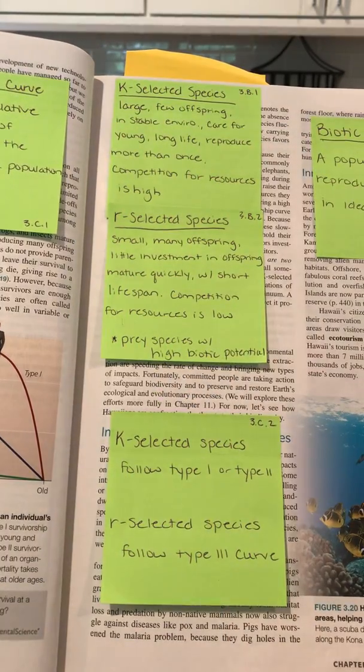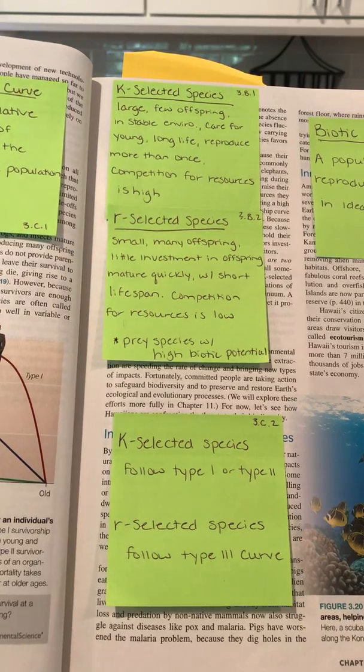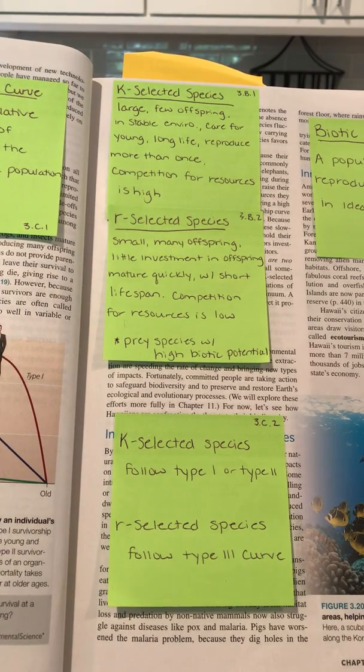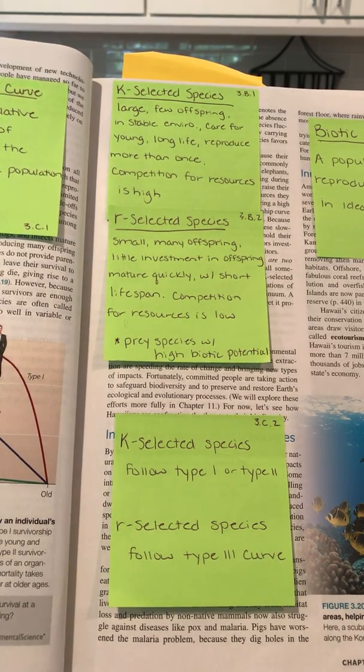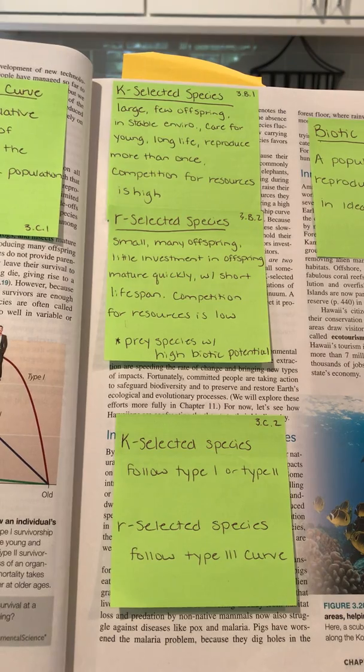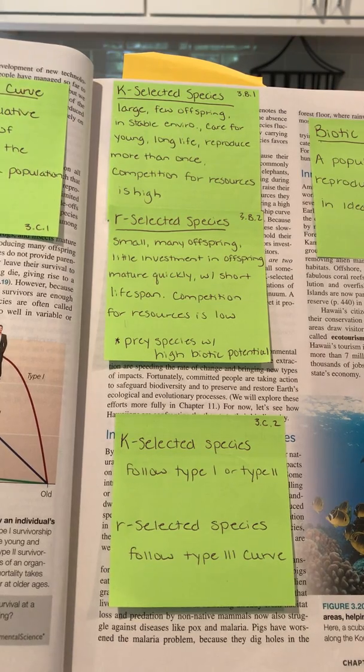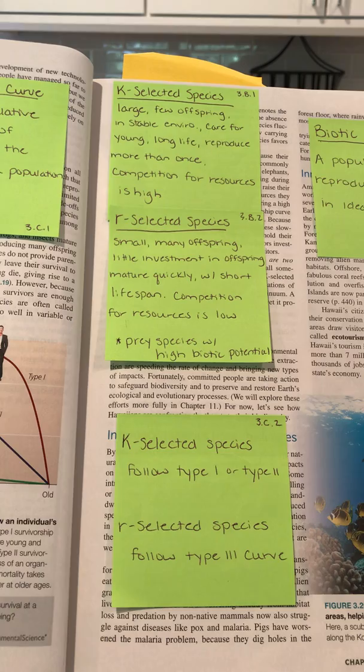K-selected species are those that are larger. They have only a few offspring. They are going to take care of their kids. They have a longer lifespan. They reproduce maybe once or twice in their life, a little bit more. They are typically type 1 in the graph on the other page.